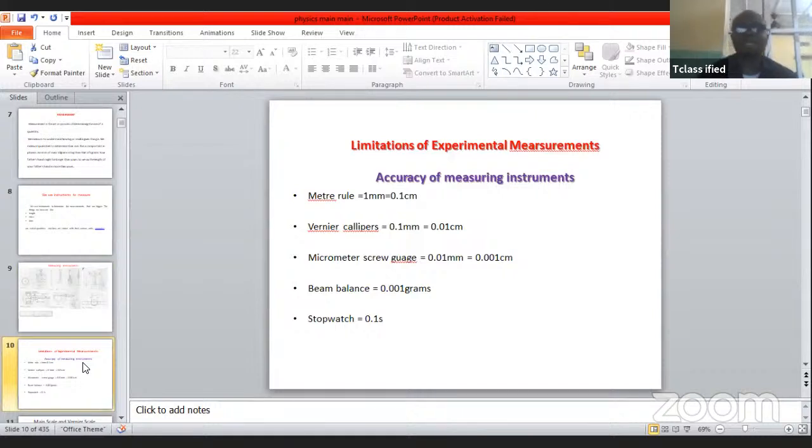Then after that, we look at the measuring accuracies. Like I told you, this always comes out in JAMB. For meter rule it is 1 millimeter or 0.1 cm. For vernier calipers it is 0.1 millimeter or 0.01 cm. Whereas for micrometer screw gauge, which is most accurate for length, it is 0.01 millimeter or 0.001 cm. Then for beam balance, which is measurement for mass, it is 0.001 grams. And that of stopwatch is 0.1 seconds, okay?